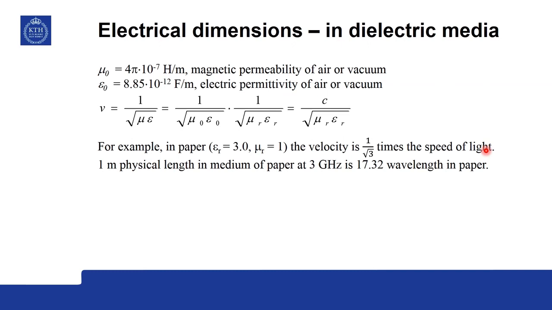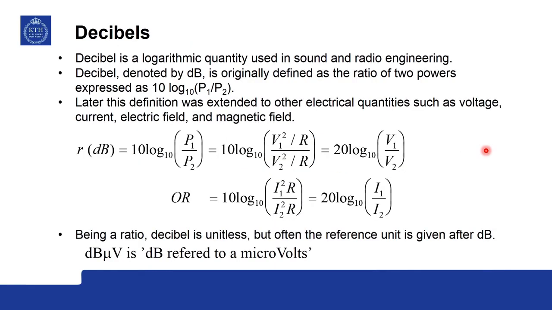So, whereas it was 10 in air, depending upon the medium, again electrical dimensions can change. A concept that we frequently use in EMC studies is decibel. It comes from sound engineering to measure the amplification of the sound, but later it was used in other areas including electrical engineering and electromagnetics.